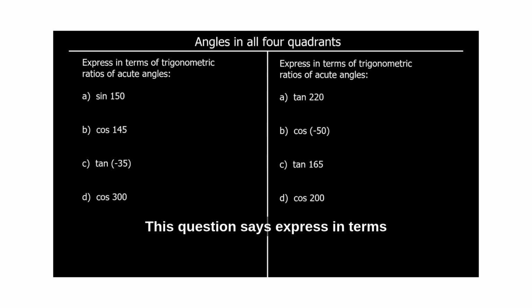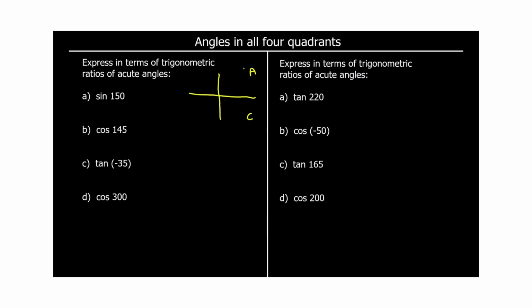This question says express in terms of trigonometric ratios of acute angles. Let's have a look. So sine 150. Sine 150 is over here. The acute angle is 30. Sine is positive. So it's positive between 0 and 90. So sine 150 is the same as sine 30.